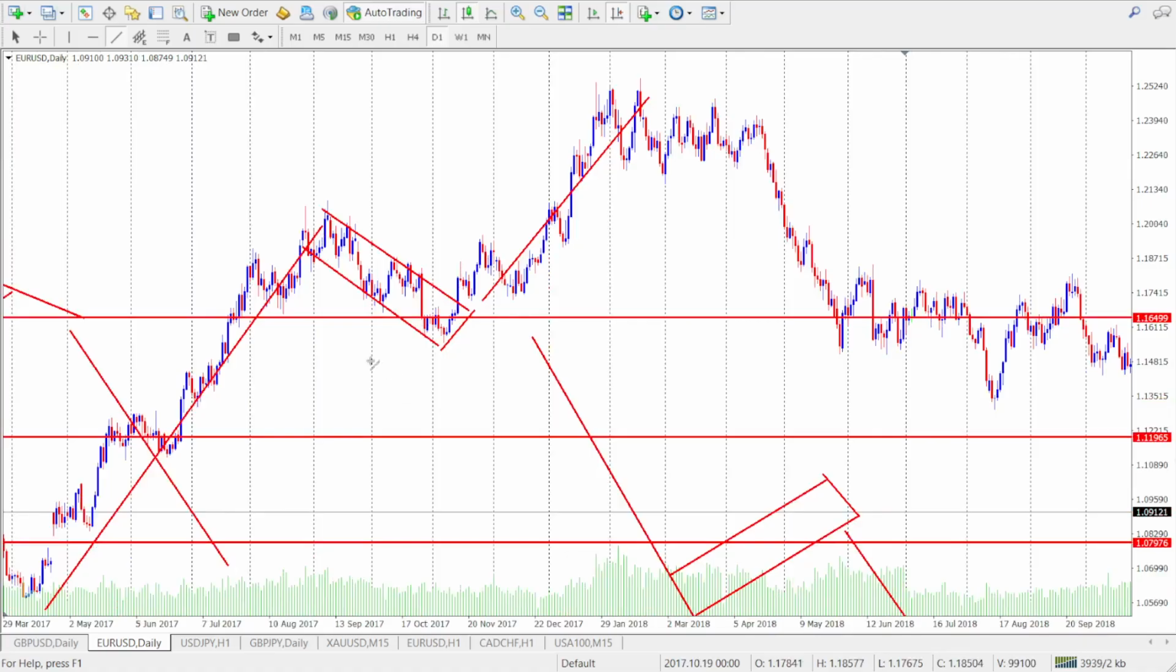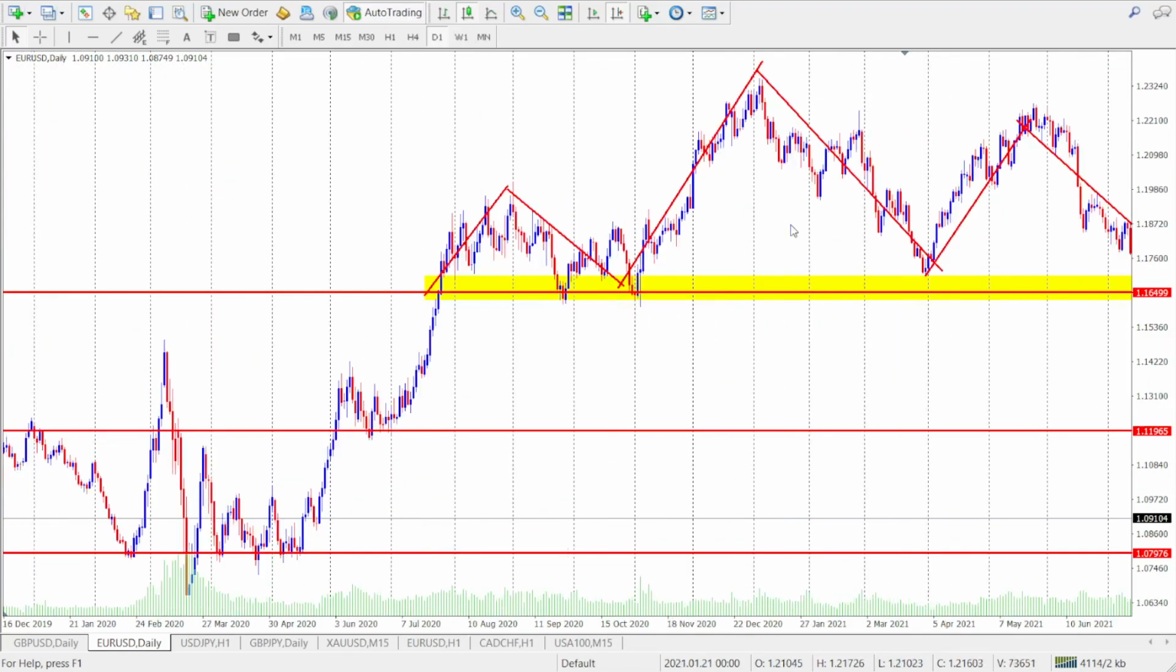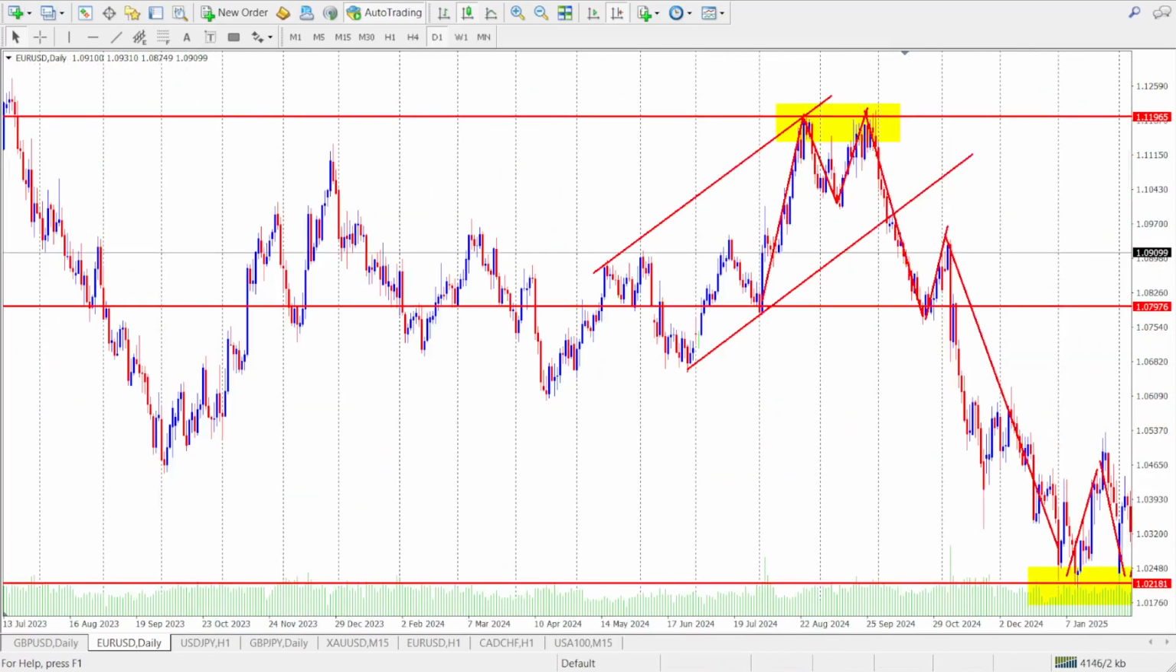This is a flag, right? But in a pennant, you're going to see something like this. It's going to be like a symmetrical triangle, just like how the flag is a rectangle, a pennant is going to be like a triangle. Something like this, and then you might see a breakout to the downside. So that's the major difference between a flag and a pennant, in terms of how it appears on the chart. So that is it for the major key trading patterns that you need to know.